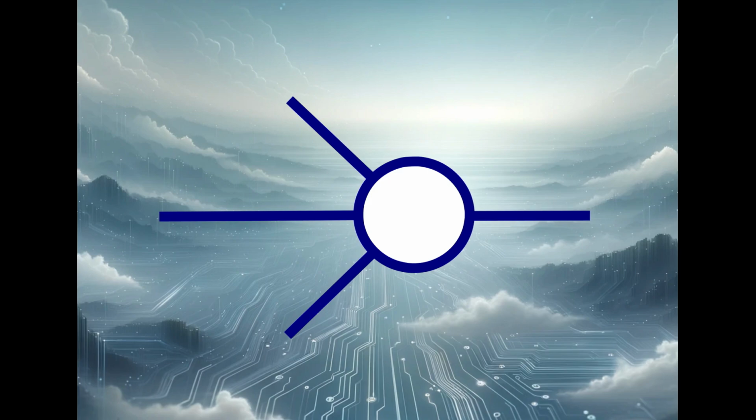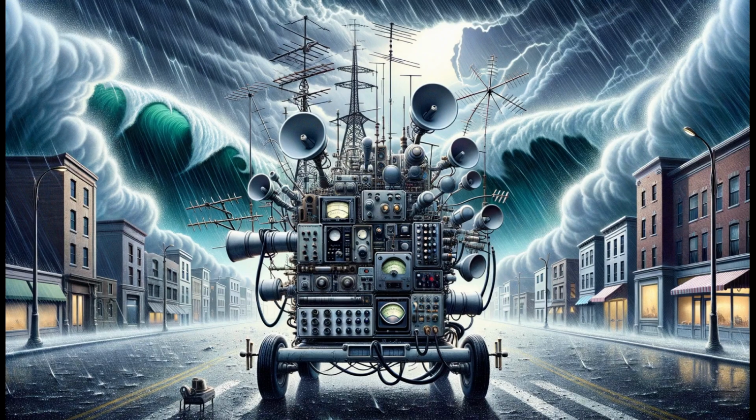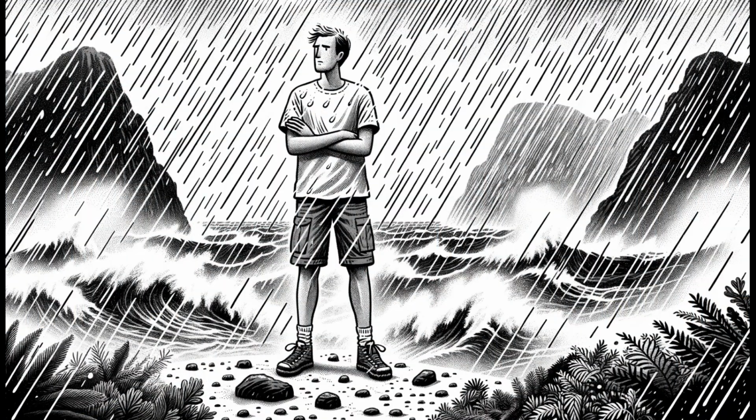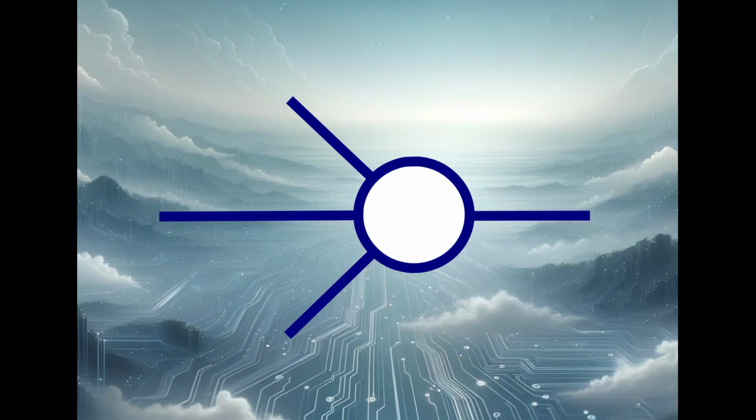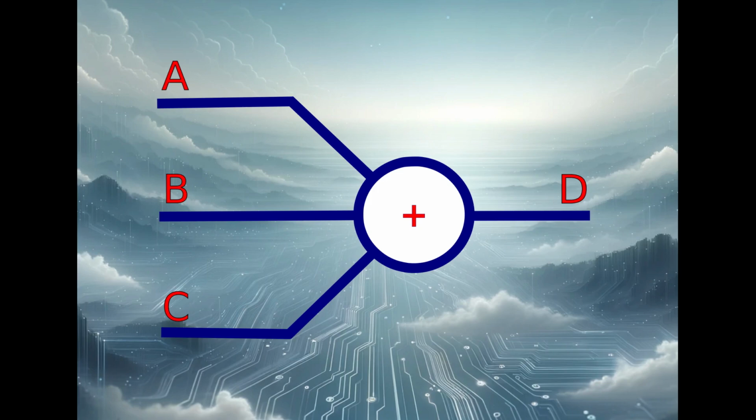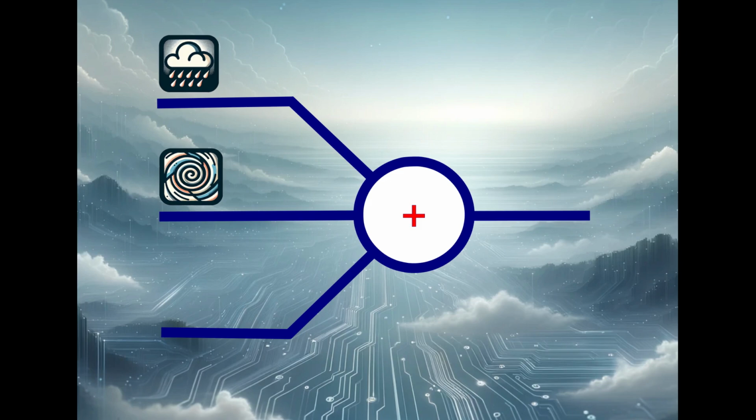Why is this useful? I'll explain with an example. Imagine you have a device that gives you data about the rain, the wind, and the temperature outside. Based on this data, you need to determine whether to wear a coat or if shorts and a t-shirt will suffice. We'll use a neuron for this. Rain, wind, and temperature are our A, B, and C. We'll feed them into the neuron.